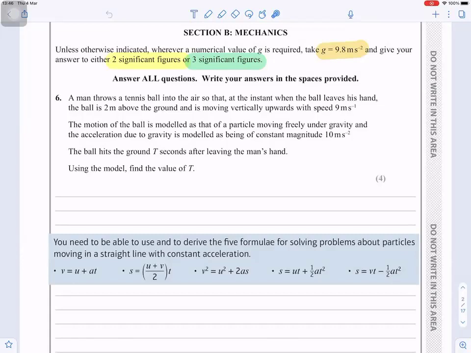Right, we're going to be using the SUVAT equations. So these are the equations down here. v equals u plus at, v squared equals u squared plus 2as, s equals ut plus half at squared, s equals vt minus half at squared. Those are the equations we're going to be using, so it's very important to list them down as such.